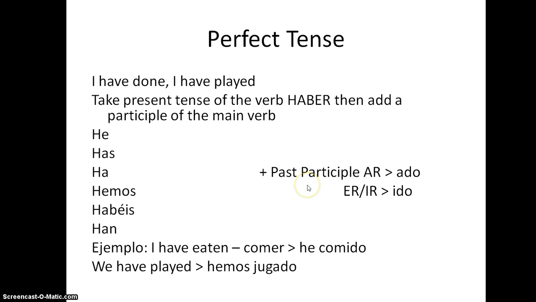Now this is formed exactly the same, whatever perfect tense you're doing. So if it ends in AR, we take the AR off and add ado. If it ends in ER or IR, we take the ER or IR off and add ido. So an example, we could have I have eaten, so our main verb is to eat, comer. So we take I have, and then we take the ER off and add ido, it becomes comido. Another one, we have played, play is our main verb here, so we use jugar. So we've got we have, hemos, and then jugar, AR verb, AR off, add ado, becomes hemos jugado.